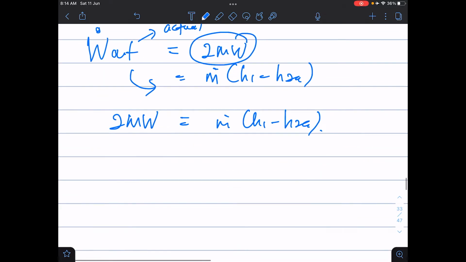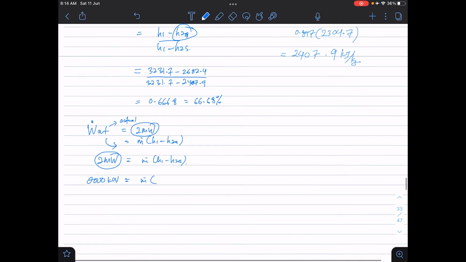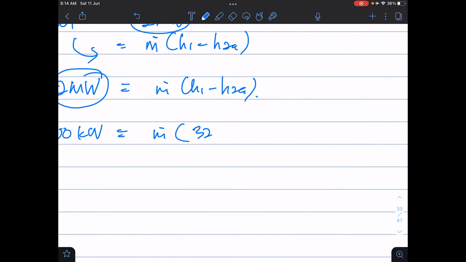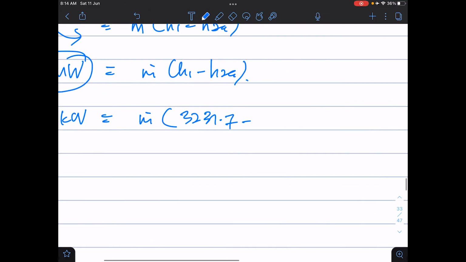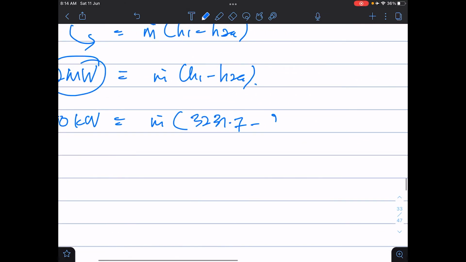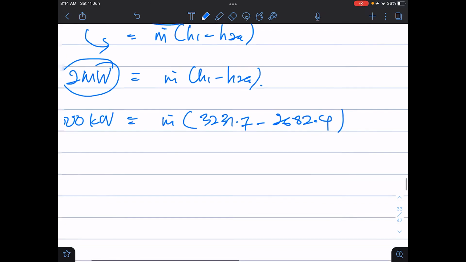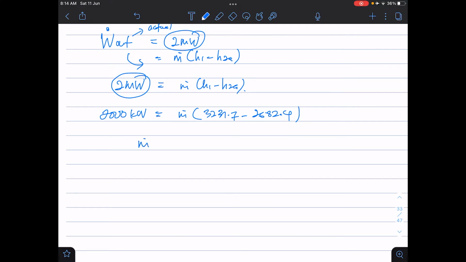h2a). So what is very important here is to convert this 2 megawatt into kilowatt, because this unit is in kilojoule per kilogram. So kilo and kilo should correspond to each other. So 2000 kilowatt is equal to m dot times h1, just now 3231.7, minus h2a, 2682.4. Okay, so what we will get here, m dot, you will end up with kilogram per second.